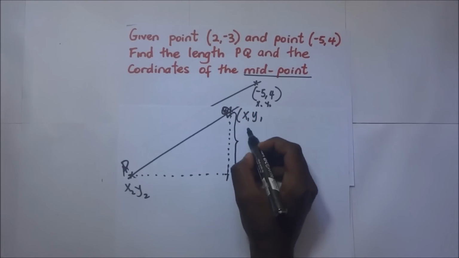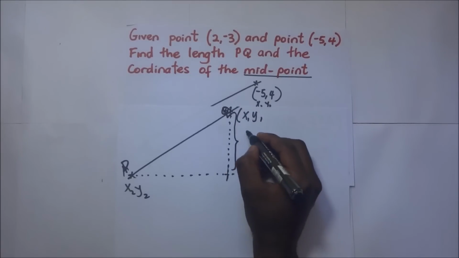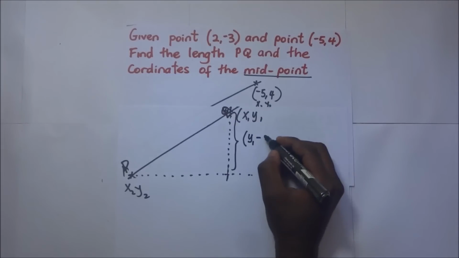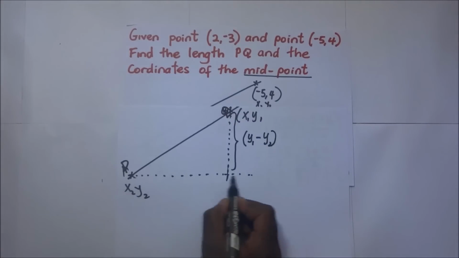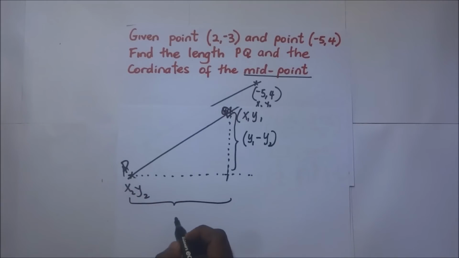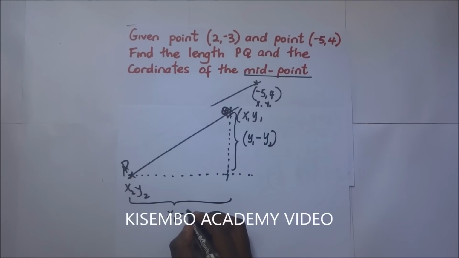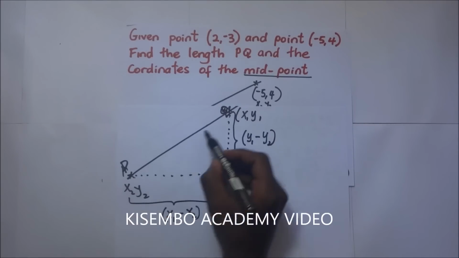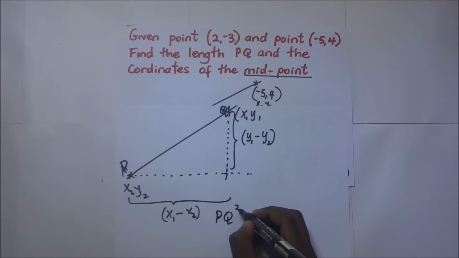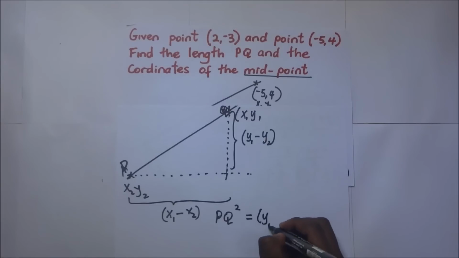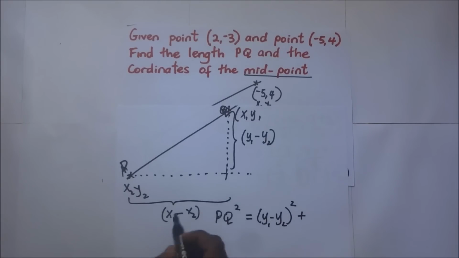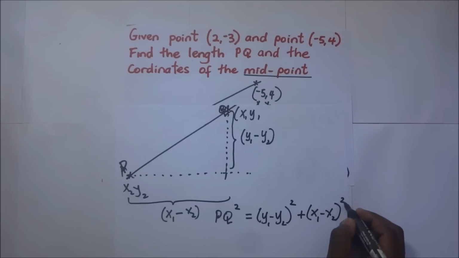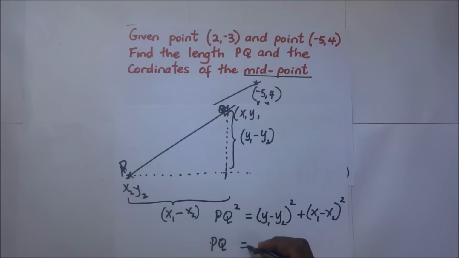To get the length of this side, it's going to become y1 minus y2. Then the distance on the x line is x1, the value of x here, minus the value of x here. So it's x1 minus x2. So PQ squared is equal to this side squared, which is y1 minus y2 squared, plus this side squared, which is x1 minus x2 squared. And the general equation is PQ equals the square root of y1 minus y2 squared plus x1 minus x2 squared.